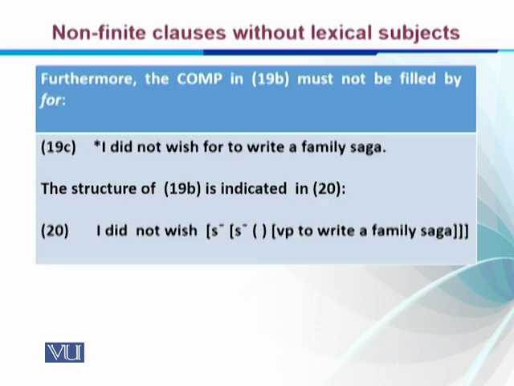For example, if we do it in 19c, you can see, I did not wish for to write a family saga. So for and to do not go together. So it will be an incorrect sentence. The structure of 19b can be indicated below. I do not wish, then the embedded sentence, then the round bracket, meaning the overt or lexical subject is not found here, to write a family saga. As I told you, this can be filled with a pronoun I.